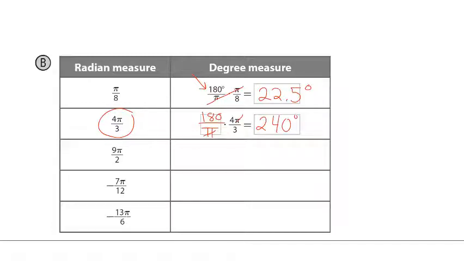All right, so we do it again for 9 pi over 2. 180 over pi times 9 pi over 2. Pi's cancel. So 180 times 9 over 2 should give you 810 degrees.